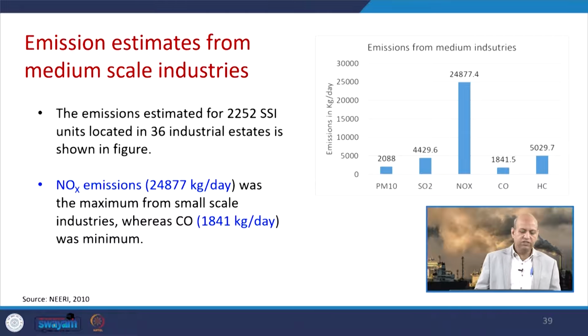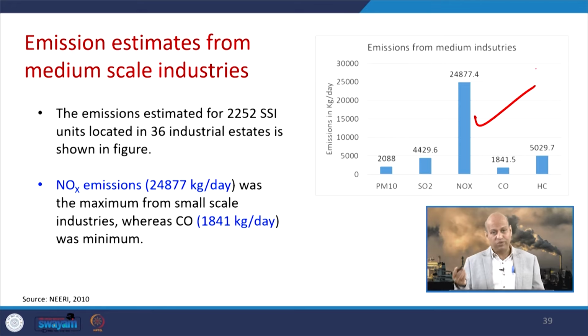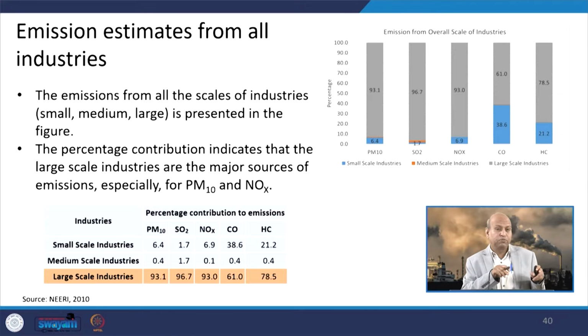Well, when we see these emission estimates from small scale and medium scale industries, when we talk about medium scale industries, again the dominating emissions are NOx emissions. So, as I said, in Delhi, basically NOx, CO, hydrocarbons, etc. are the things to concentrate upon based on this particular study. It is an old study, and maybe appropriate policy measures were implemented based on this study.